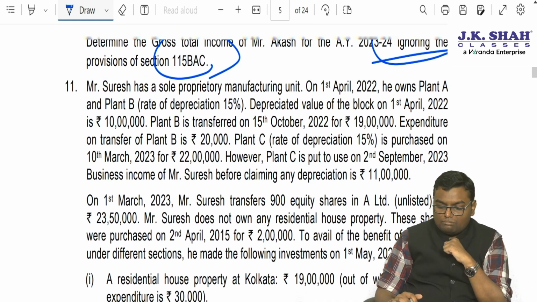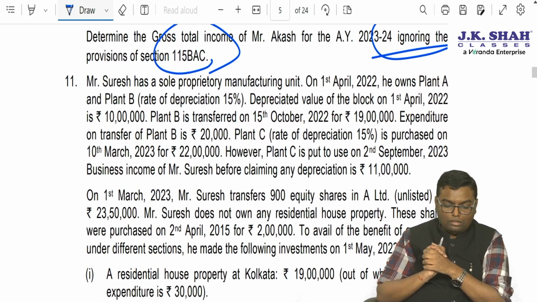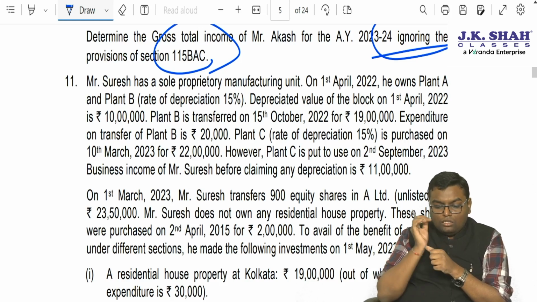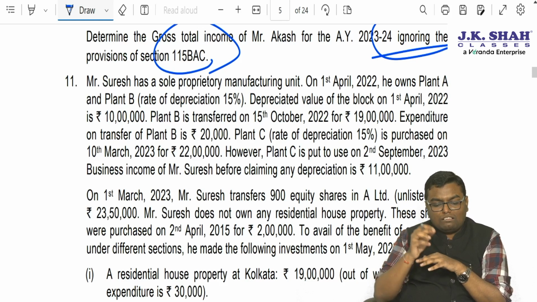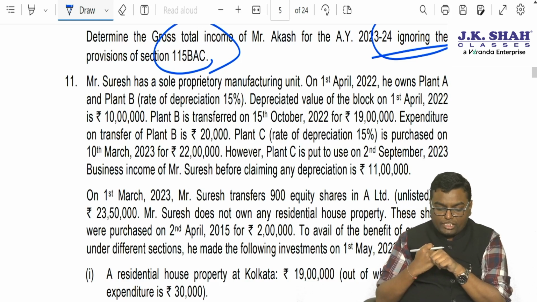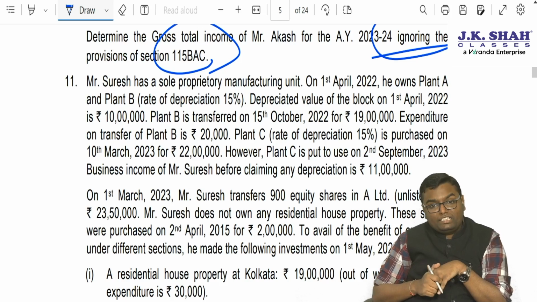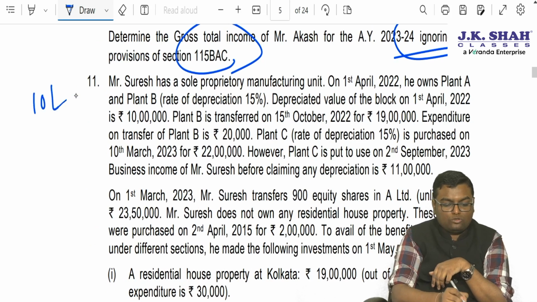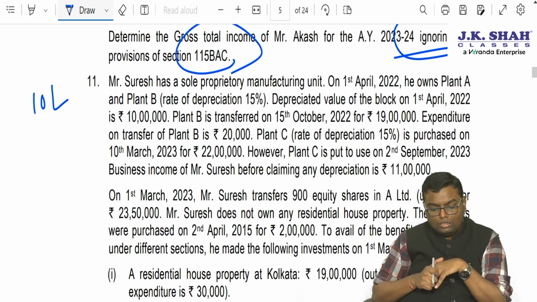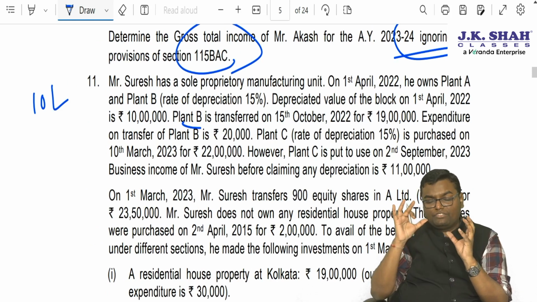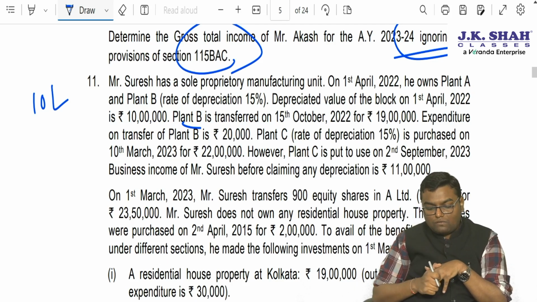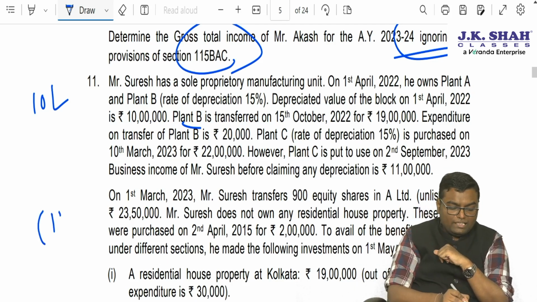Moving forward, question number 11. Mr. Suresh has a sole proprietary manufacturing unit. On 1st April 2022, he owns plant A and plant B. The rate of depreciation is 15%. Depreciated value of the block on 1st April 2022 is rupees 10 lakh. So the opening WDV they have given is rupees 10 lakh. Now, plant B, one of the plants included in the opening value, is transferred on 15th October 2022 for rupees 19 lakh. So, sale value will be deducted, 19 lakh.